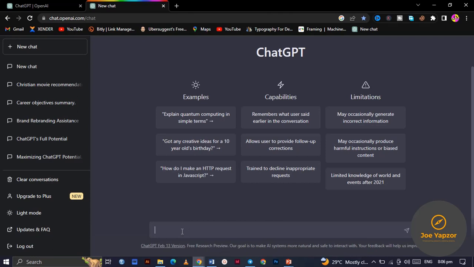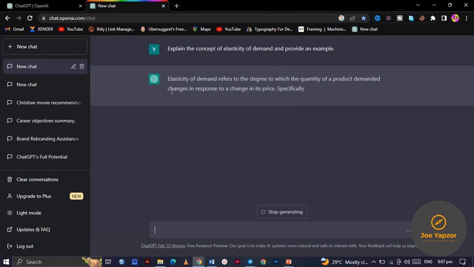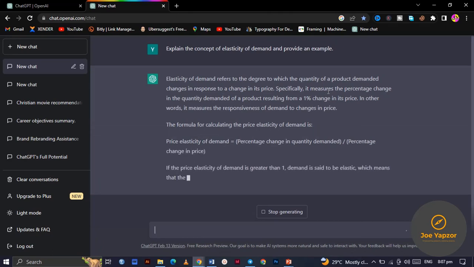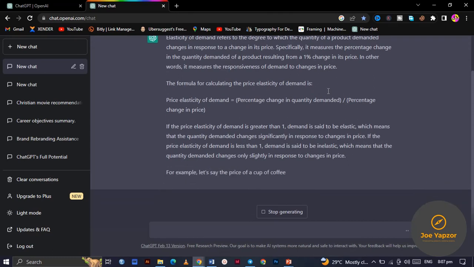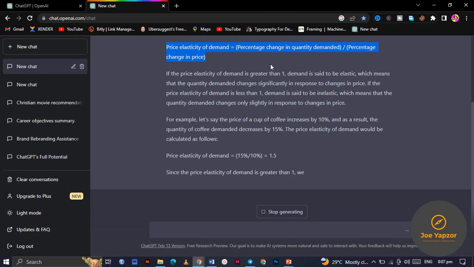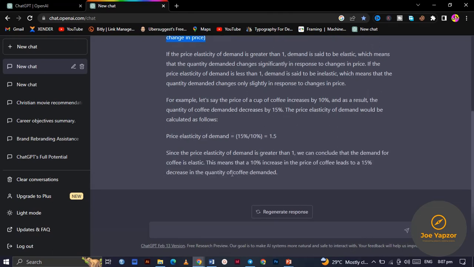So you can just type in the question. Explain the concept of elasticity of demand and provide an example. Elasticity of demand is the degree to which the quantity of a product demanded changes in response to a change in its price. So it gives the explanation and all that. The formula for calculating elasticity is here: percentage change in quantity demanded over percentage change in price. And it gives an example and explains everything.